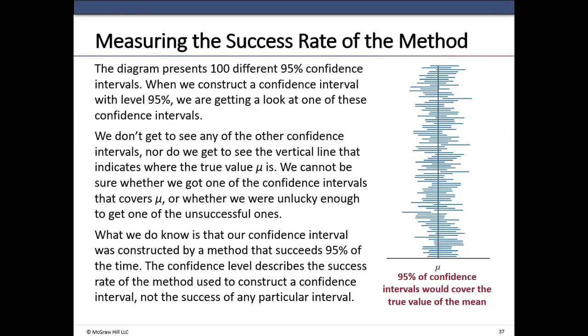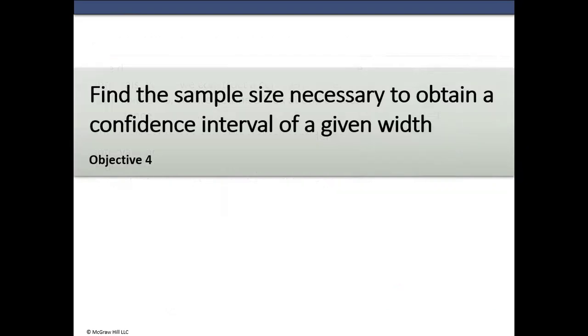The confidence level describes the success rate of the method used to construct a confidence interval, not the success of any particular interval. That means if we collect 100 sample data sets and calculate 100 confidence intervals using the 95% confidence method, 95 out of the 100 intervals will contain the actual population mean, and the remaining 5 will not. Okay. So the optimum level selected, usually, confidence level is 95%.